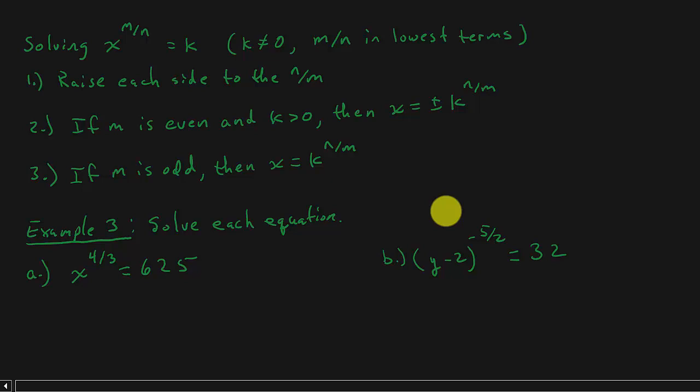All right, now, what about solving x to the m over n equals k? We have a rational exponent, don't we? You see that? So here are some guidelines to go by. Raise each side to the n over m. Okay. If m is even and k is positive, then x equals plus or minus k to the n over m. And if m is odd, then x equals k to the n over m. All right.